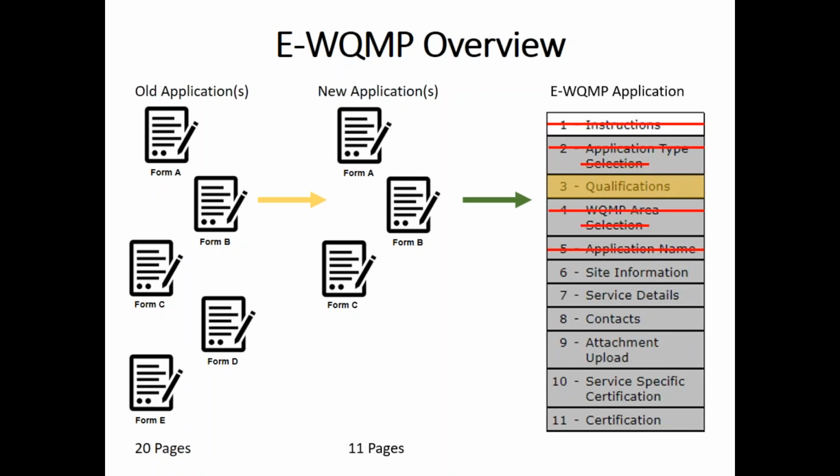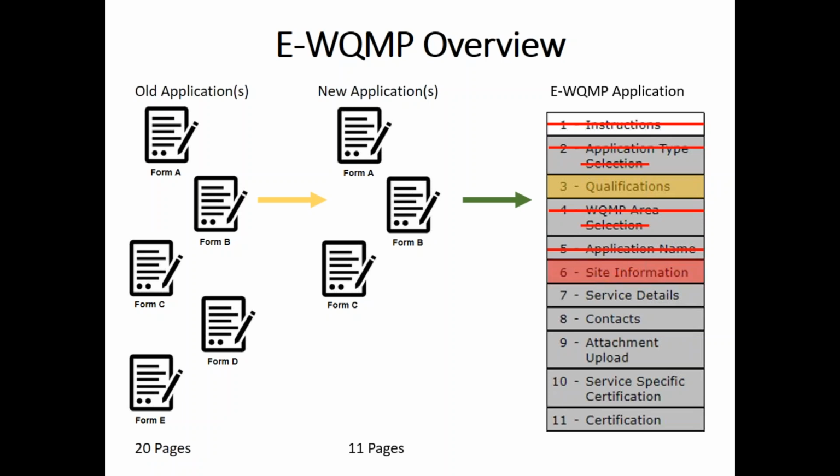Section 4 is the WQMP area selection, where you select from the WQMP areas, which takes about 2 seconds. Section 5 is the application name. Here you will name your application, again, 1 second.